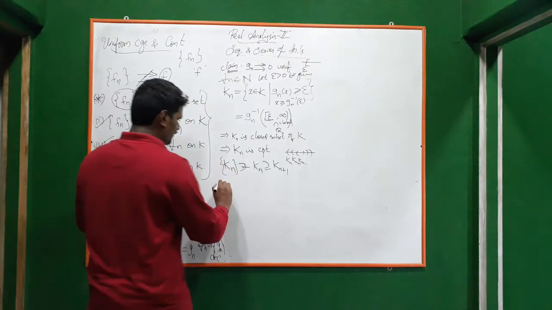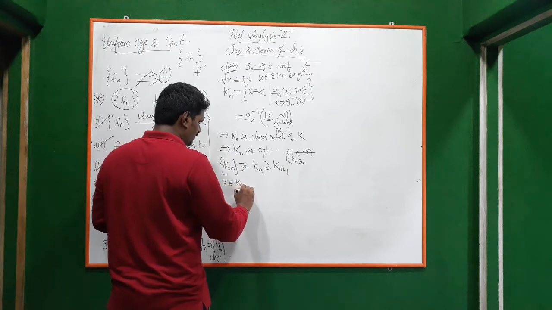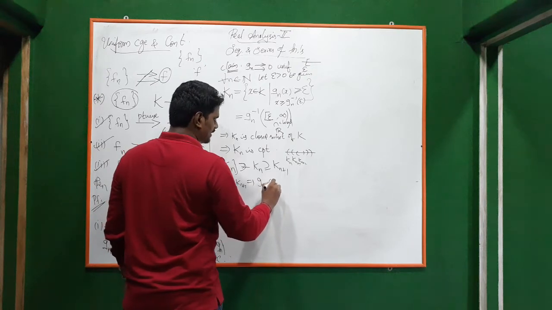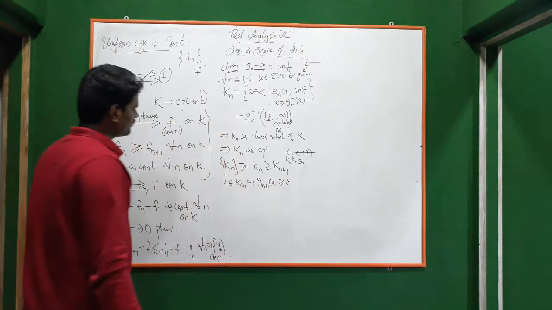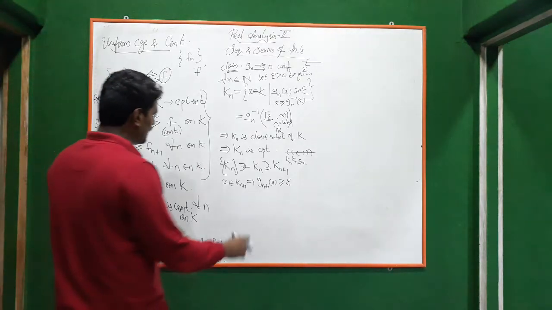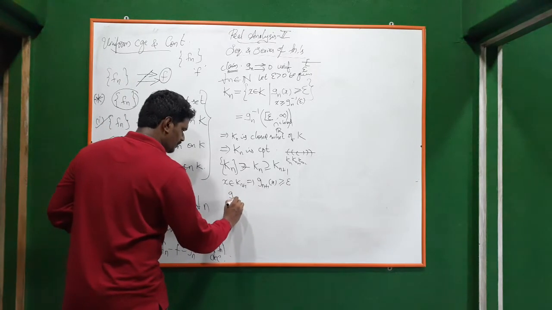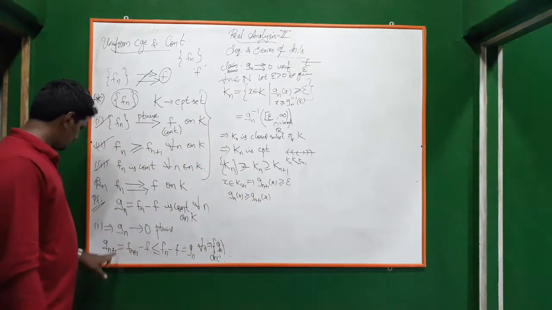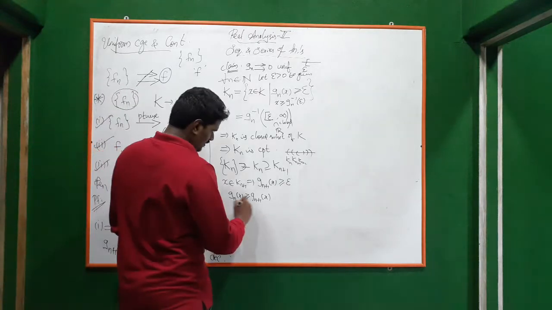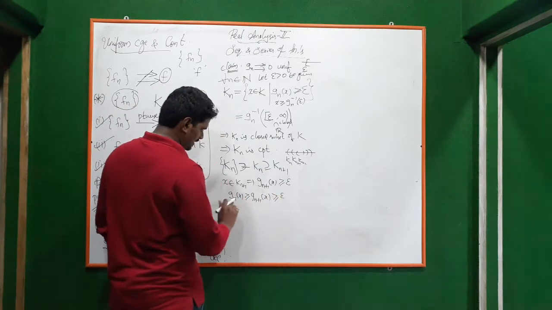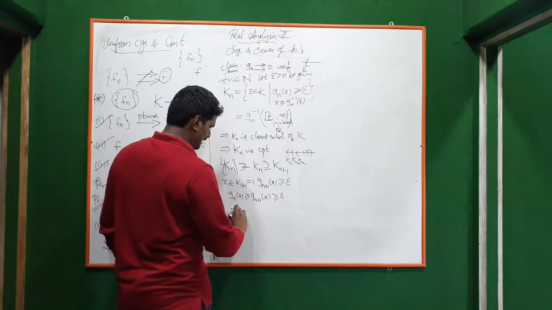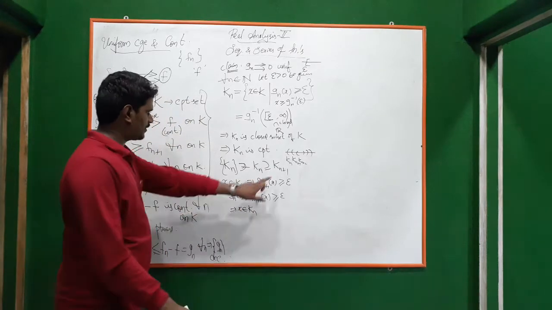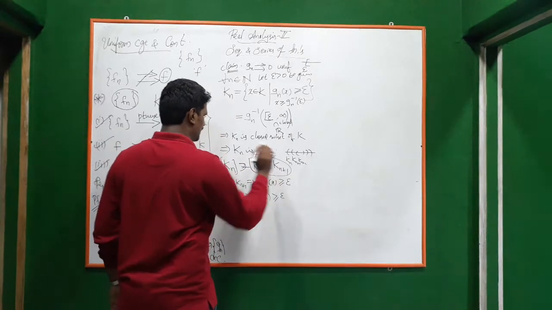How to prove that? If you take some element x from Kn plus 1, then Gn plus 1 of x is greater than or equal to epsilon. We know that Gn of x is greater than or equal to Gn plus 1 of x, so Gn of x is greater than or equal to epsilon, which implies x belongs to Kn. So Kn plus 1 is contained in Kn. That's what we have got. This is one property.